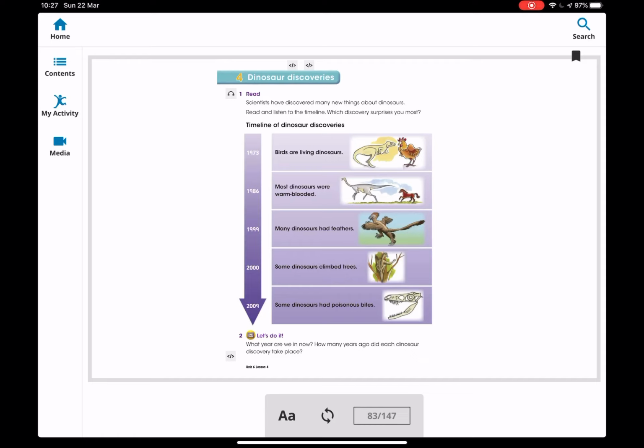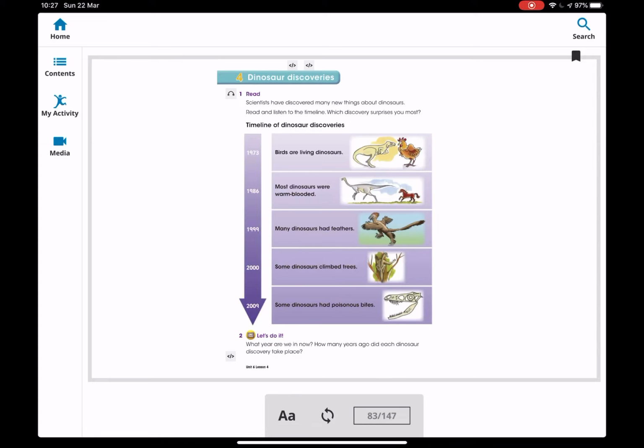Let's just remind ourselves what was discovered. Okay, so it was discovered that birds are living dinosaurs. Most dinosaurs were warm-blooded. Many dinosaurs had feathers. Some dinosaurs climbed trees, and some dinosaurs had poisonous bites.